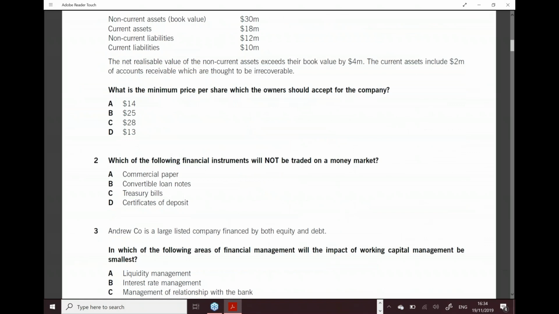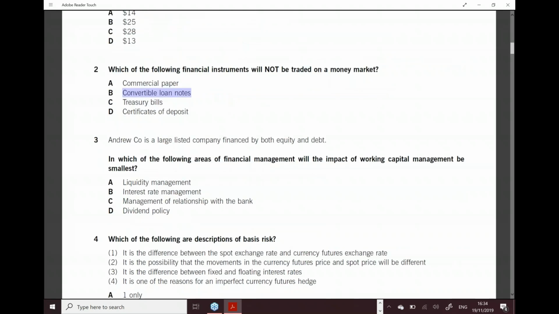Which of the following financial instruments is not traded on a money market? So what's a money market? Like we mentioned, a money market is for trading in relatively short-dated funds. Commercial papers are traded on short-term money markets because commercial paper is a short-term unsecured borrowing by a company. Treasury bills are also short term. Certificates of deposit are also short term and high-value items. So your correct answer here should be convertible loan stocks, because convertible loan stocks are traded on capital markets, right?